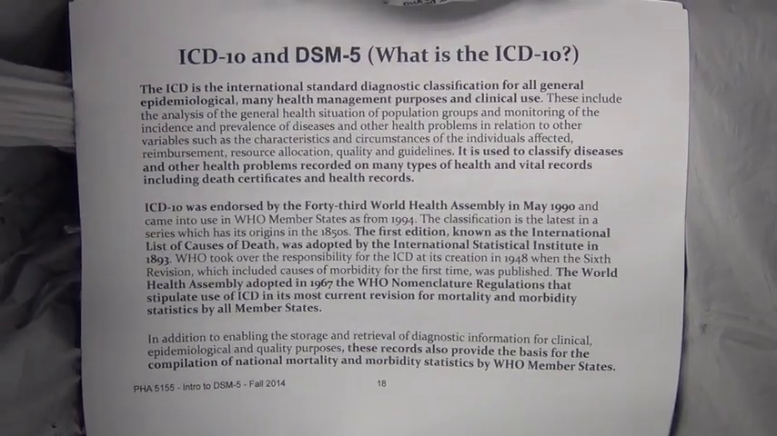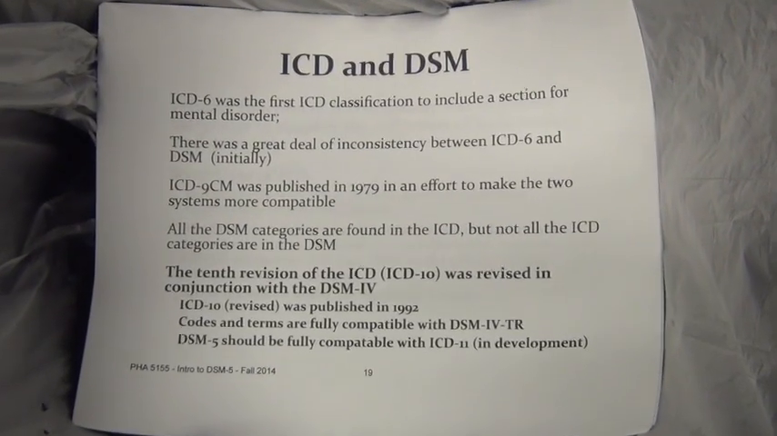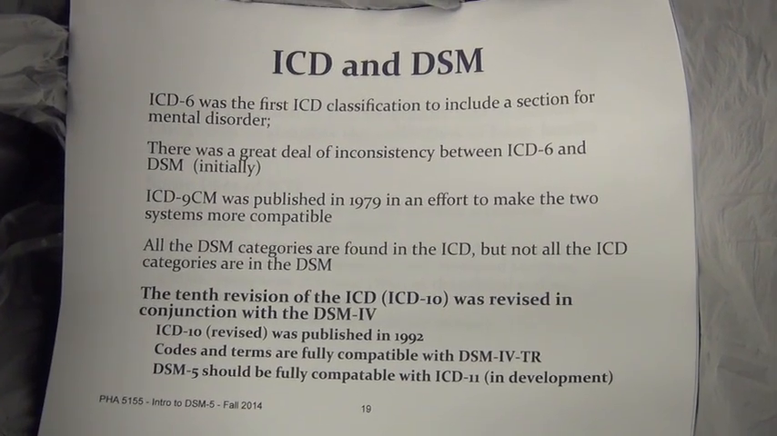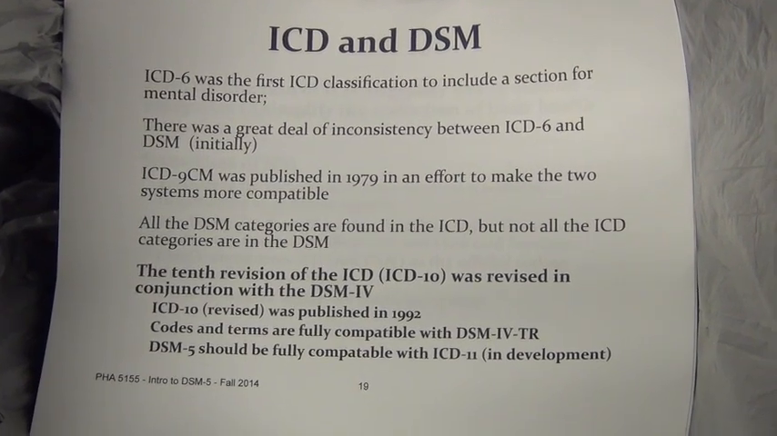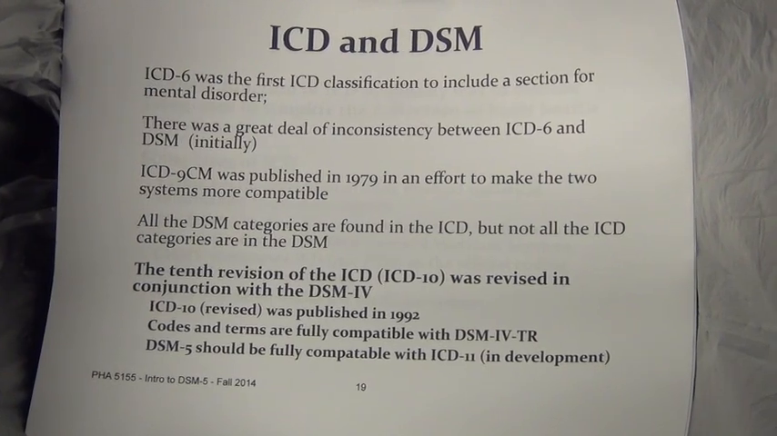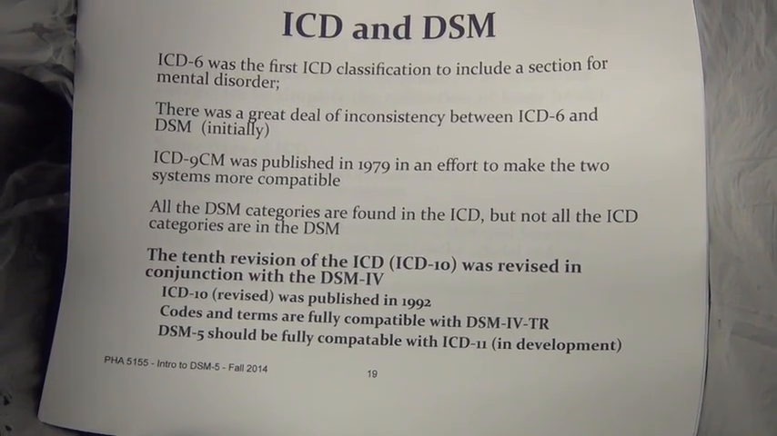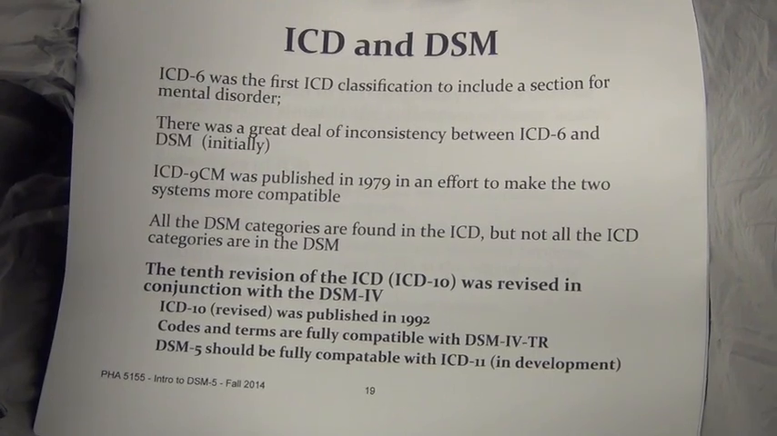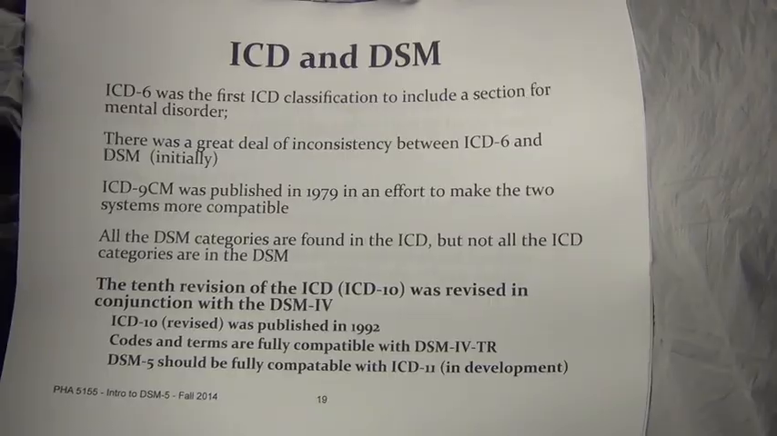So the question might be, how does DSM-5 fit with the ICD? That's a little more history of the ICD, but basically ICD-9 was published in 1979, and ICD-9 and DSM really sort of came into line at that point. They were quite comparable, but there are ICD categories and DSM categories that are virtually the same. And the 10th revision of the ICD was revised in conjunction with the DSM-4, so there really was essentially a lot of agreement, and there probably will continue to be a lot of agreement between the DSM and the ICD.